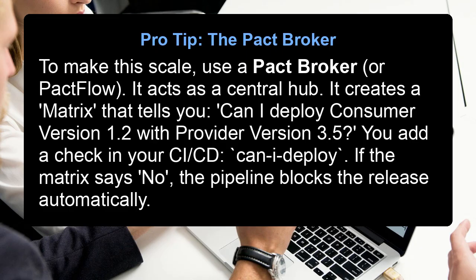It acts as a central hub. It creates a matrix that tells you, can I deploy consumer version 1.2 with provider version 3.5? You add a check in your CI/CD, can I deploy? If the matrix says no, the pipeline blocks the release automatically.